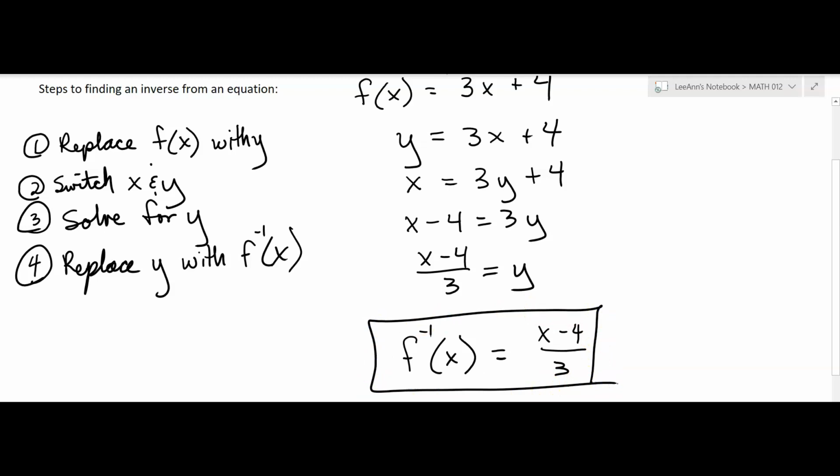Now, let me show you something. No, I'll find another example. Sorry about that.